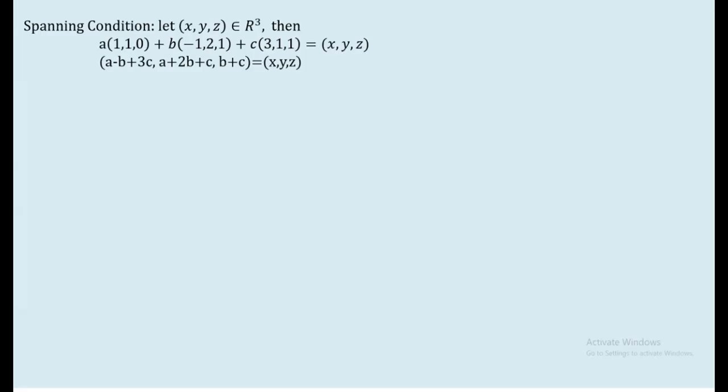So this is going to be, when you add the left side, you will obtain a minus b plus 3c, a plus 2b plus c, b plus c, and the right side is (x, y, z). So adjust everything as we did before. So we are going to come to this situation.